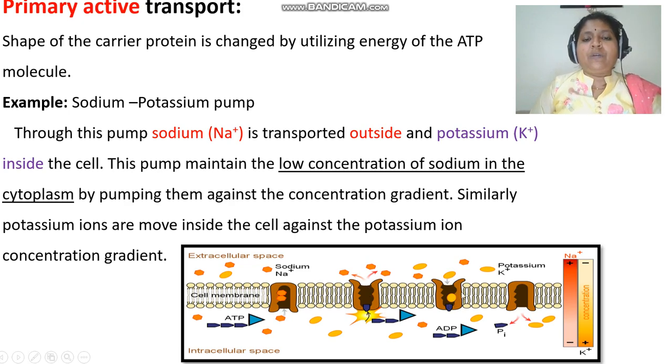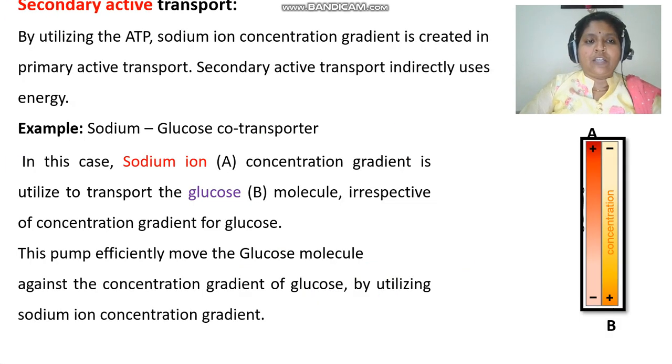Afterward, the potassium ion is deposited in the channel and transported towards the cytoplasm. Both these molecules are transported against their concentration gradient. Therefore, there is a requirement of ATP to move the molecules against their concentration gradient.